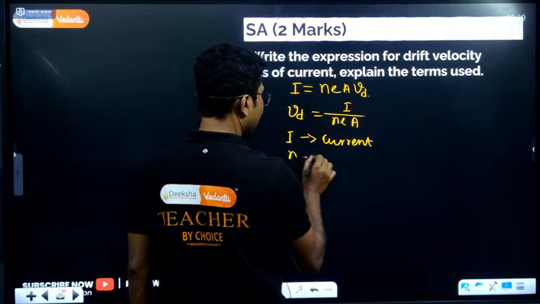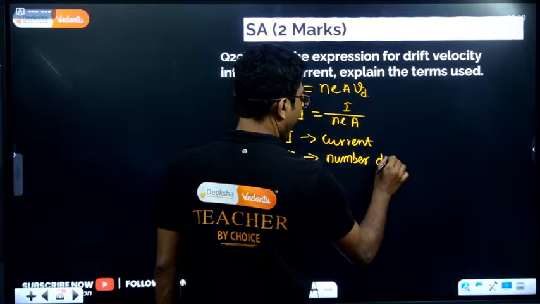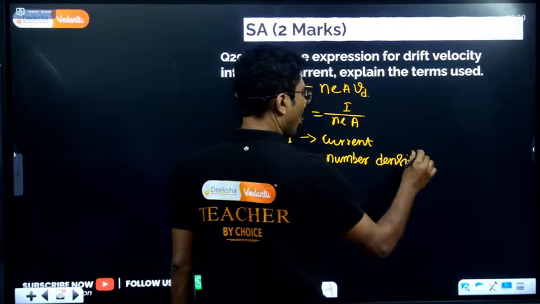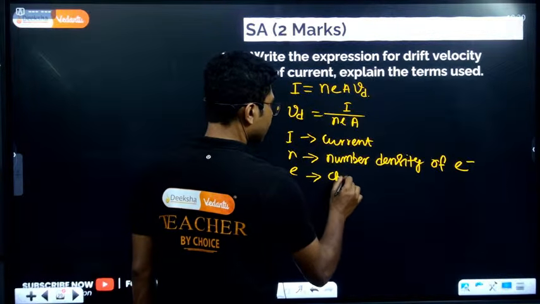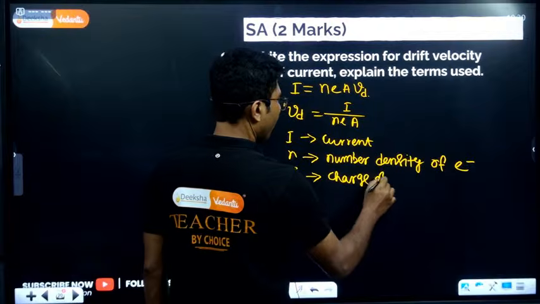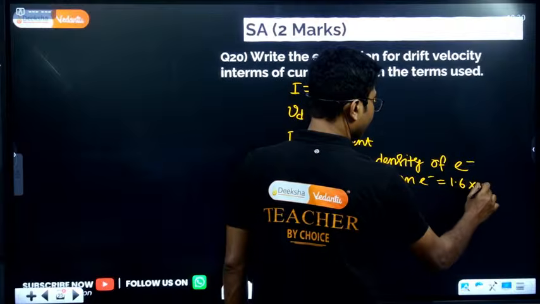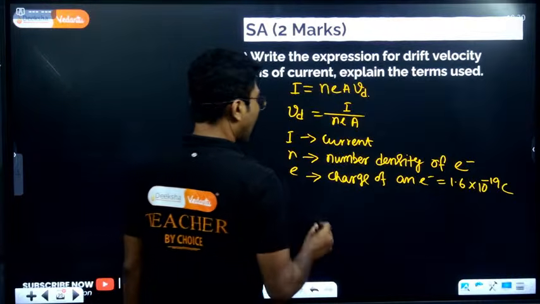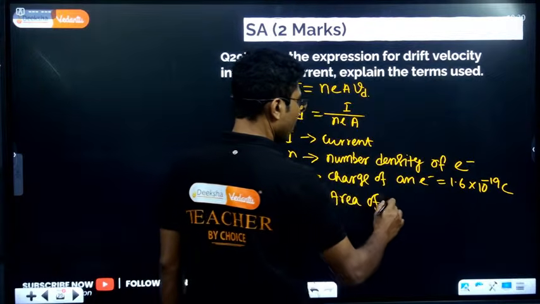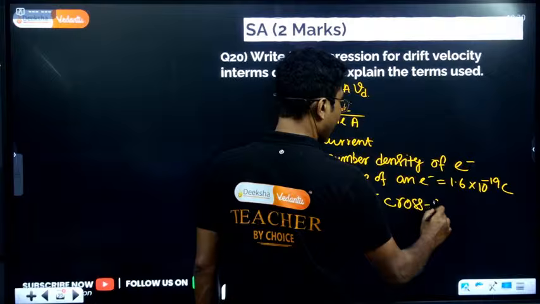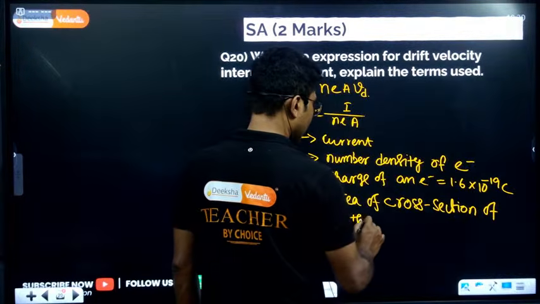What is n? n is the number density of electrons. e is the charge of an electron, equal to 1.6 × 10^-19 coulomb, and A is the area of cross section of the conductor.